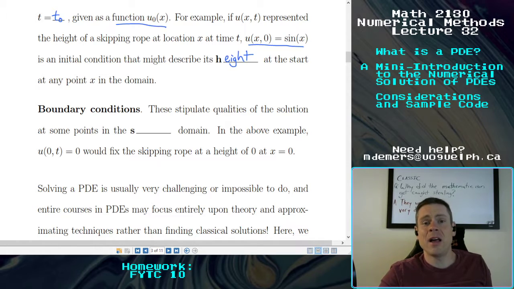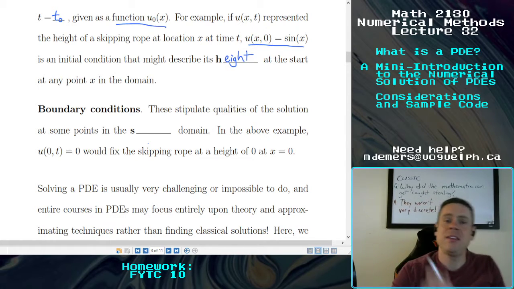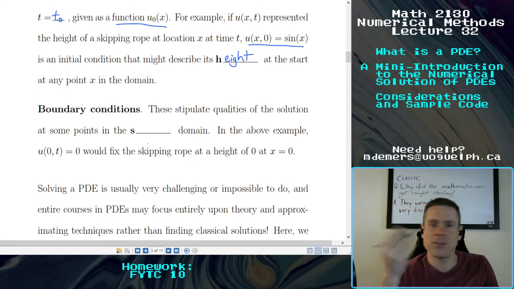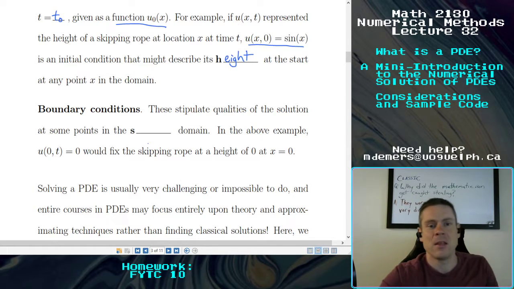We need some other objects though, not just an initial condition. Oftentimes we need what are called boundary conditions. These can stipulate qualities of the solution of some sort. I've left it open because they can take a wide variety of forms at some points in the spatial domain.